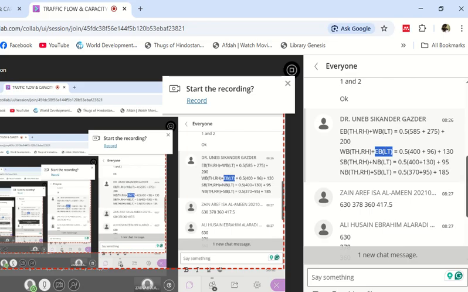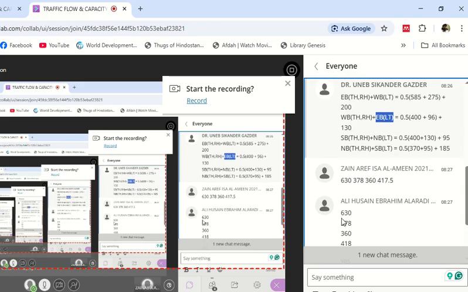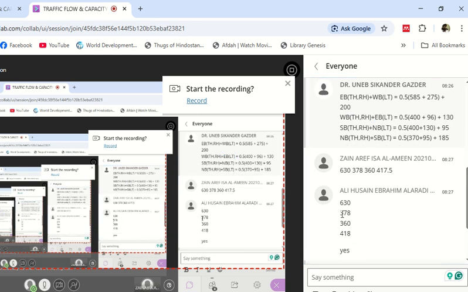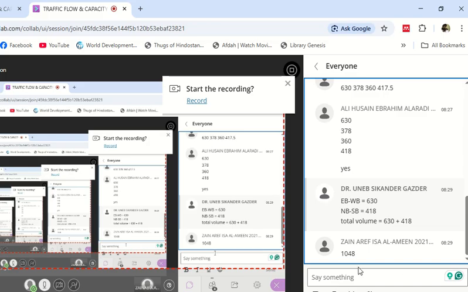So if I'm saying I will only pick 630 and not 378, 378 is automatically happening simultaneously. When 630 are moving from one side, 370 are moving from the other side, so I don't need to worry about it. That's why we are just picking the critical one, because the other one is happening at the same time. So the total is 1048.